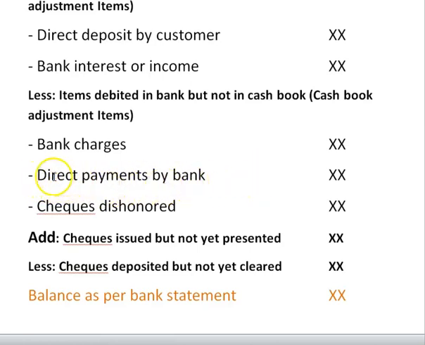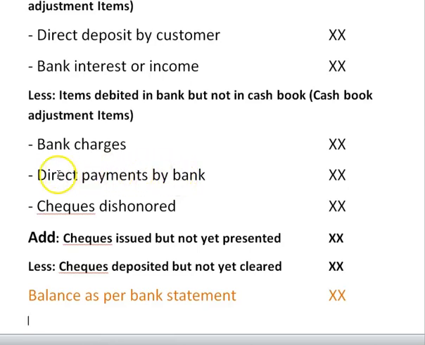The bank will just pay directly from your account without your notice. So such payments you have to bring them in here. You have to deduct them here. Another example is also dividend. Remember, we have dividend income, and then this one is dividend payment.